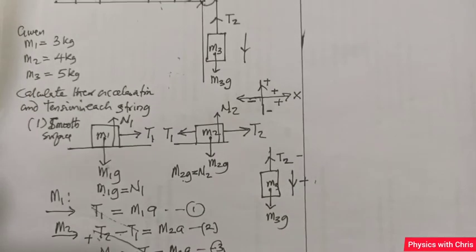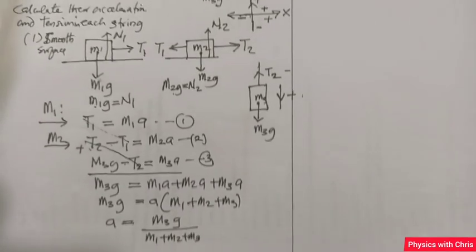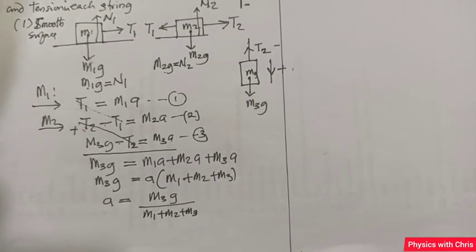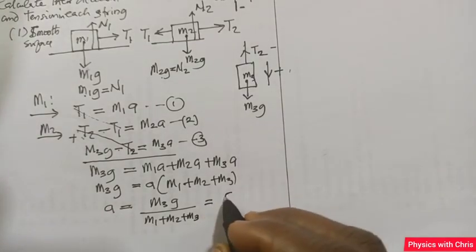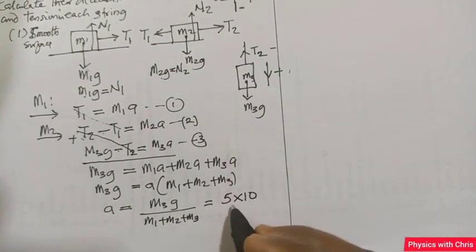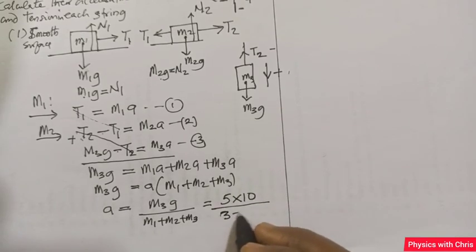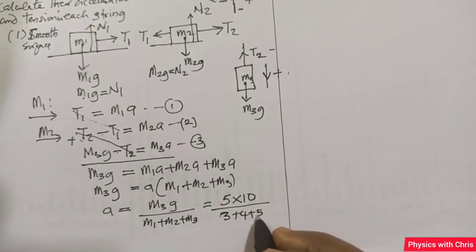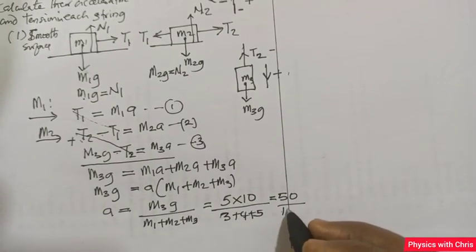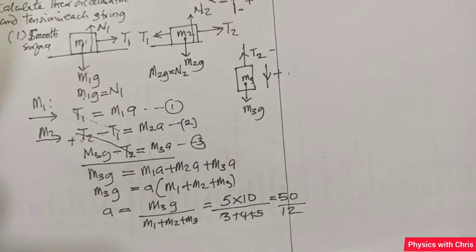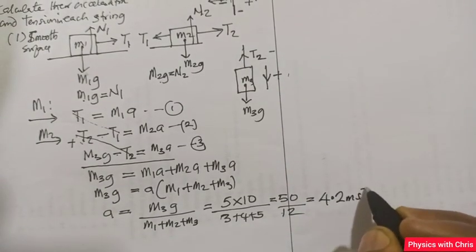Okay, already we are given the values of these masses. The question says if M1 is 3 kg, M2 is 4 and M3 is 5. So what is the acceleration and what's the tension in each string? So the common acceleration is now 5 times 10 because M3 is 5, over 3 plus 4 plus 5. That gives me 50 over, this is 12. Okay, so that gives me 4.2 meters per second squared approximately.